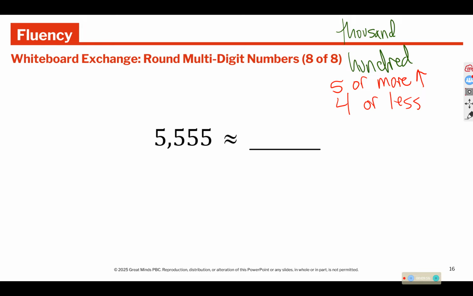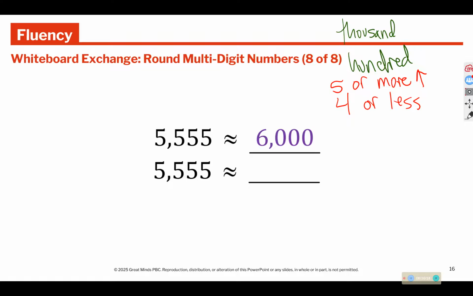Last one of this style. Try these on your own. Round to the 1,000 place value. Check your work. Round to the hundreds place, or to the nearest 100.